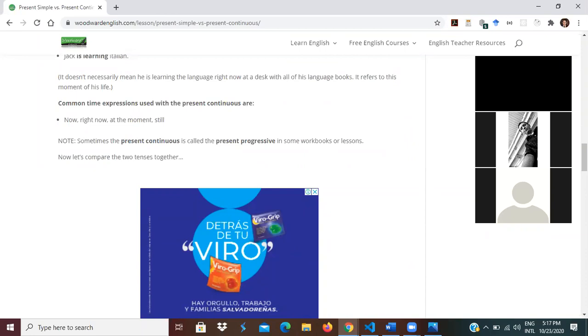And these ones are now, right now, at the moment, still. Just sometimes the present continuous is called present progressive also. This is for you to not get confused, because in some workbooks or lessons it appears like this.